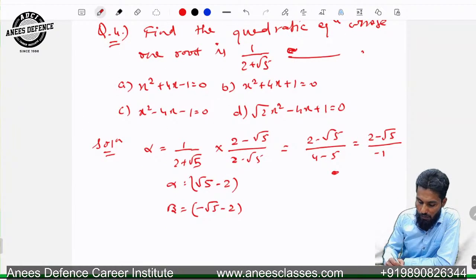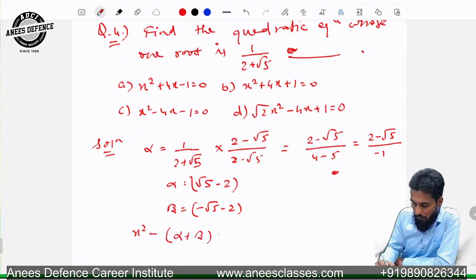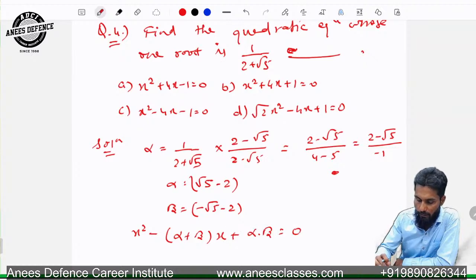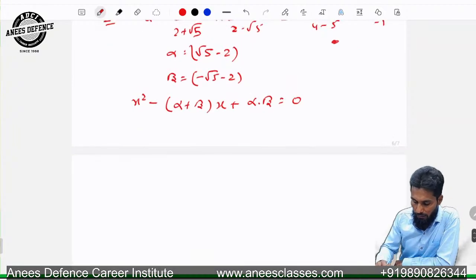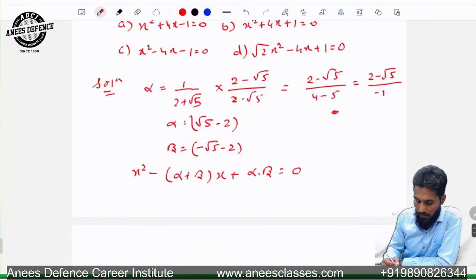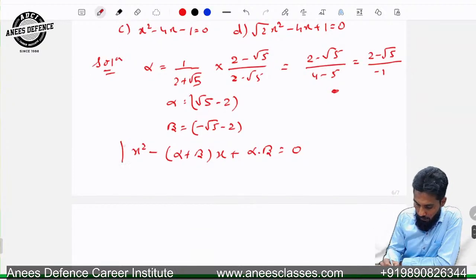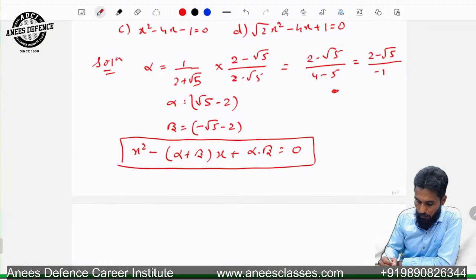So after getting both of the roots, how can we find the equation of any quadratic? We have the formula: x square minus the sum of the roots, that is alpha plus beta, into x, plus the product of the roots, alpha into beta, equal to 0. Got it? Just put the values here. We can also find the values of alpha plus beta and alpha into beta separately, then put them in the equation. So first find the sum of the roots, that is alpha plus beta.